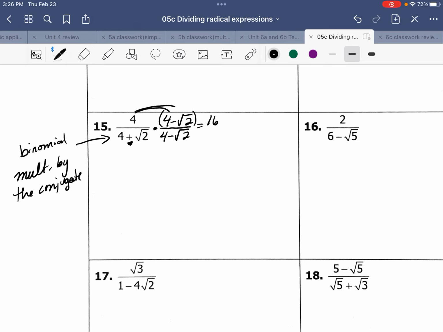We're going to distribute the numerator. So 4 times 4 is 16. 4 times the negative square root of 2 is a negative 4 square root of 2. In the denominator, we have 4 times 4 is 16. 4 times the negative square root of 2 is a negative 4 square root of 2. Square root of 2 times 4 is 4 square root of 2. Square root of 2 times the negative square root of 2 is a negative square root of 4.